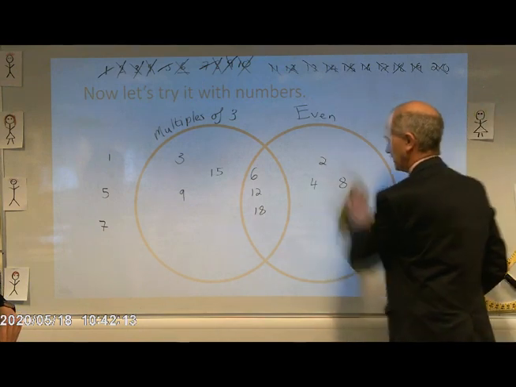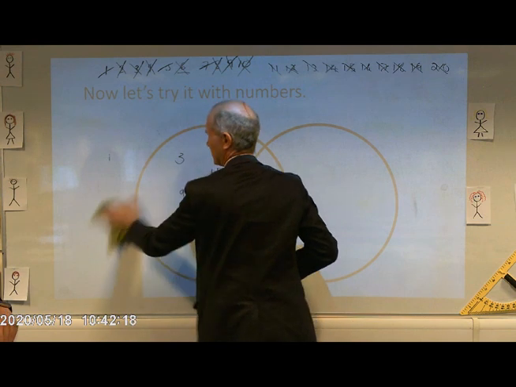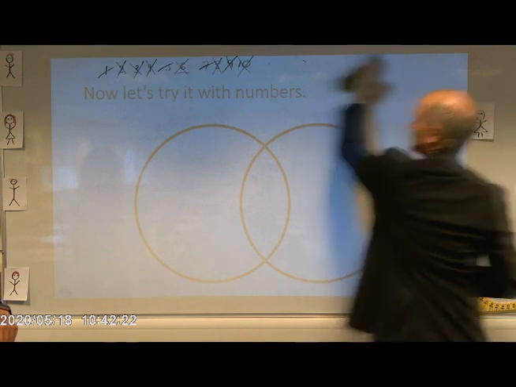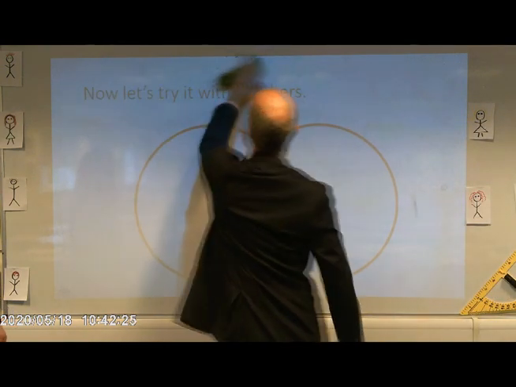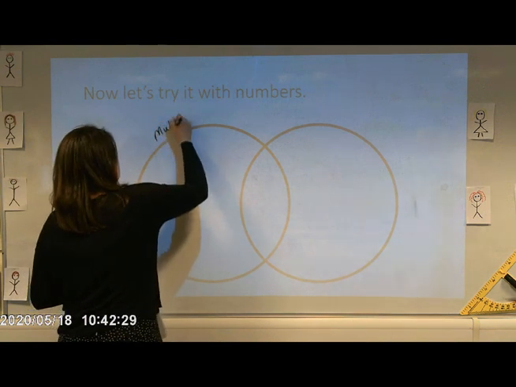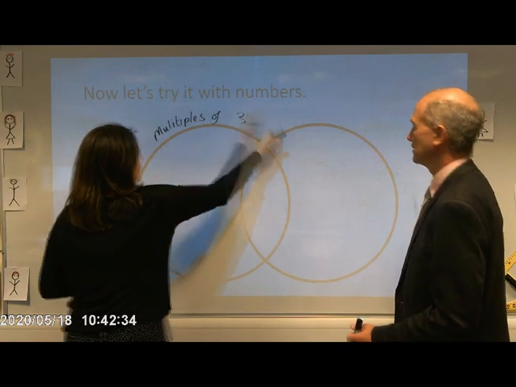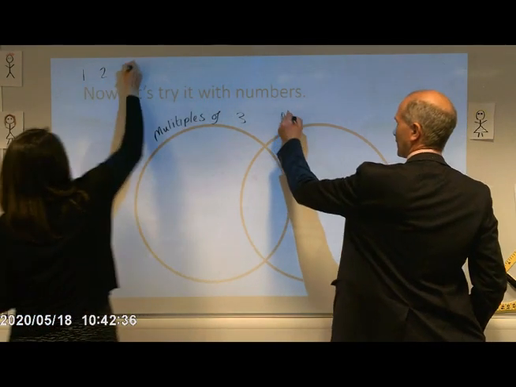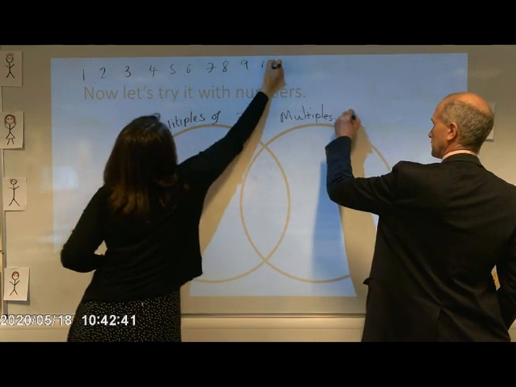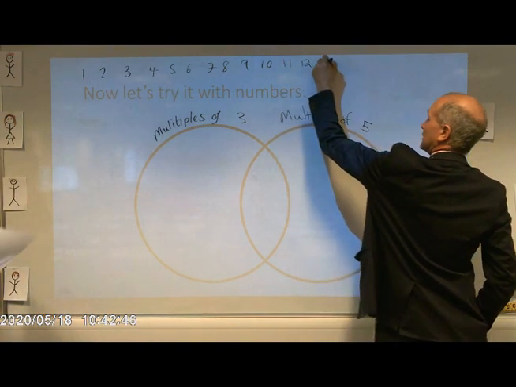We could do this with different sorts of patterns, I suppose, couldn't we? Just by drawing 2 circles on the interactive board. Yeah, could do. But let's not. Okay, so we've got multiples of 3 and multiples of 5. Again, you've already got your numbers written out for you, but we're going to make sure ours are all written out so we know that we're crossing them off.